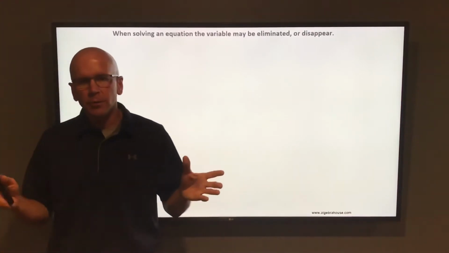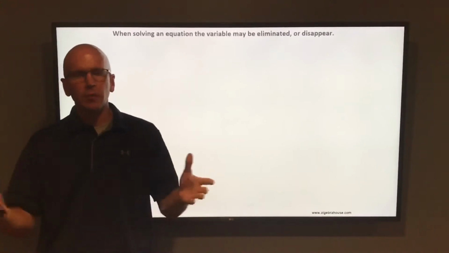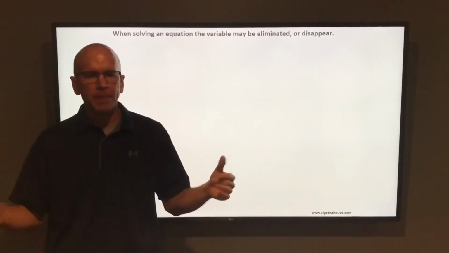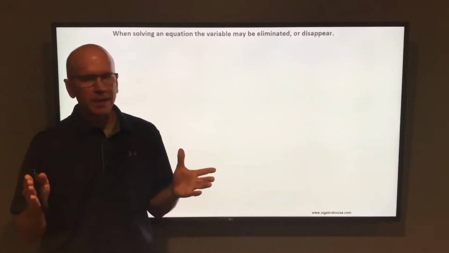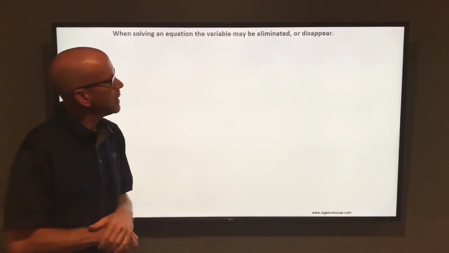Sometimes you'll be working through an equation, you'll be solving an equation, and you're doing all the steps correctly, and the variable seems to magically disappear. Well, if that happens, don't panic. It means there is one of two situations taking place.